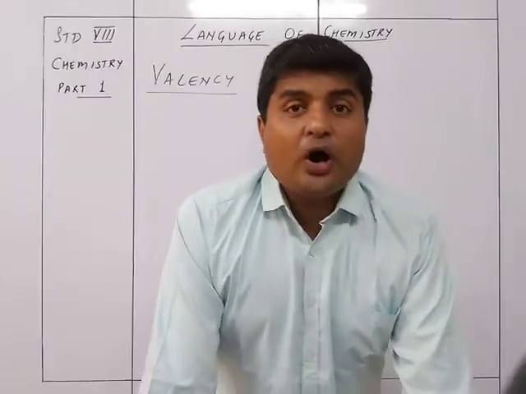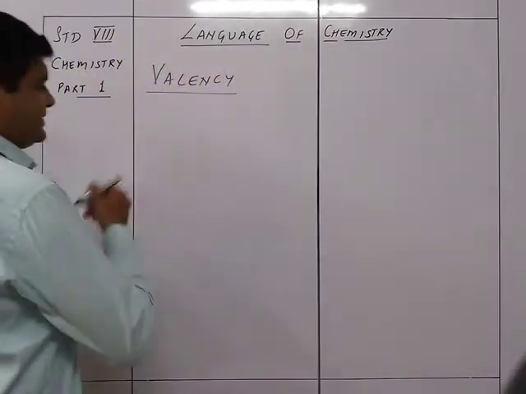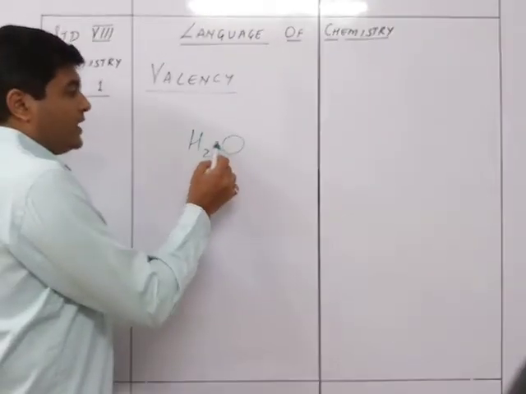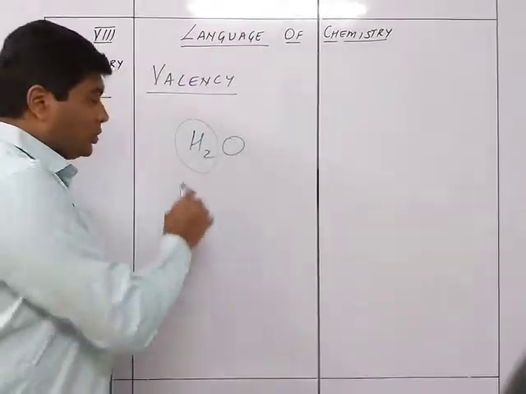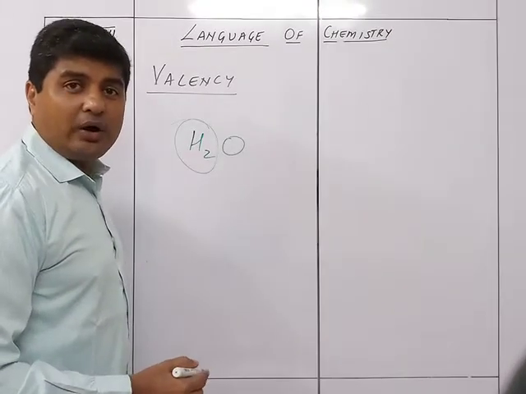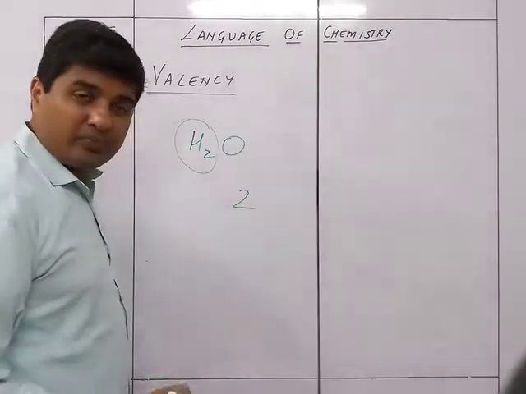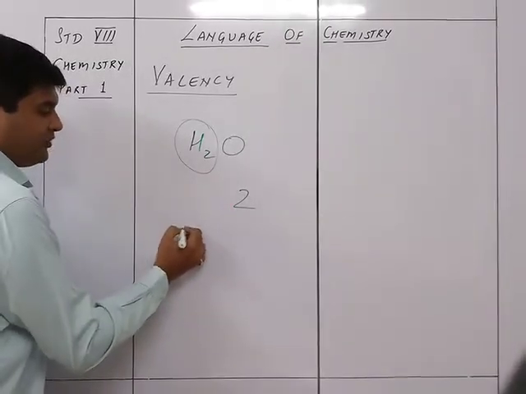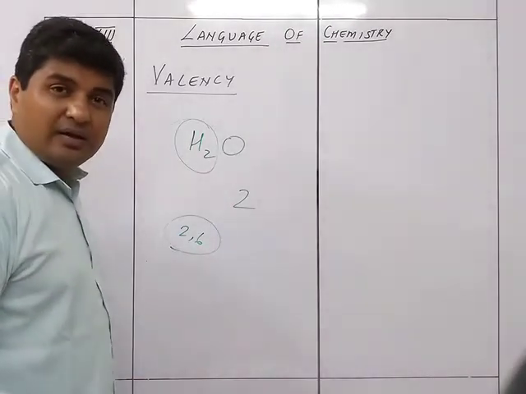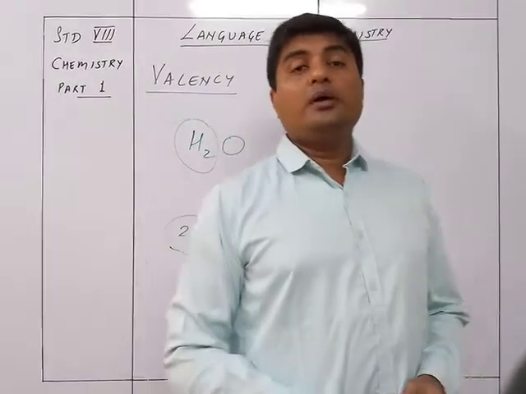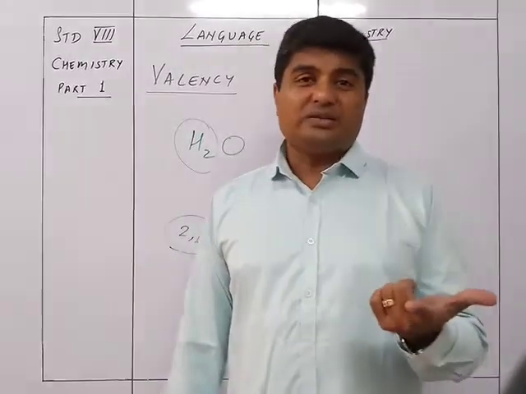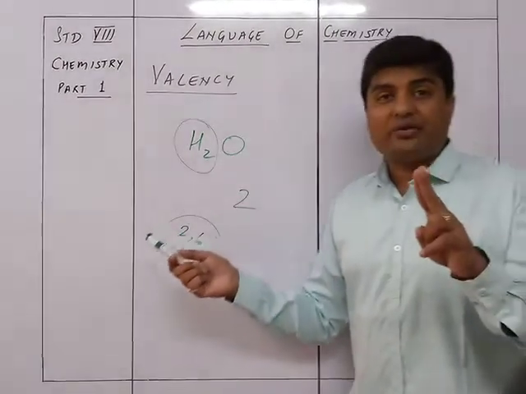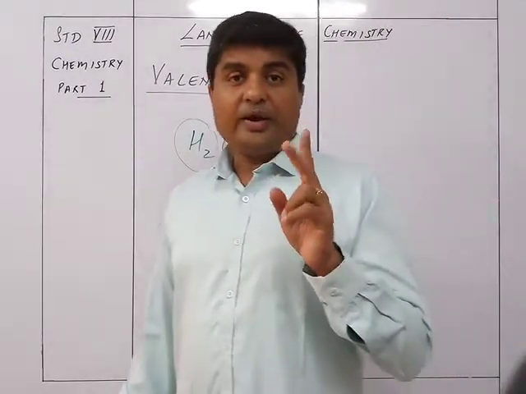Like for example, for formation of water, let's see a very simple thing. It's H2O. So O required 2 hydrogen atoms. That's why the valency of oxygen is 2. You very well know this thing. Why is valency 2? Because the electronic configuration of oxygen is 2, 6. So how many electrons does it require to complete its outermost orbit to 8? 2. That's why we have 2 hydrogen atoms.